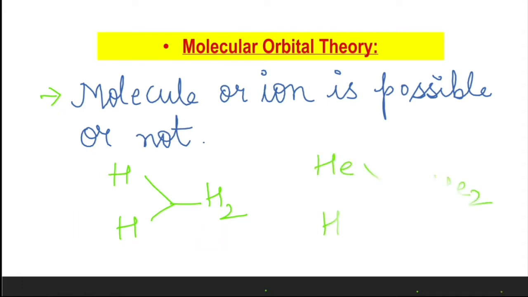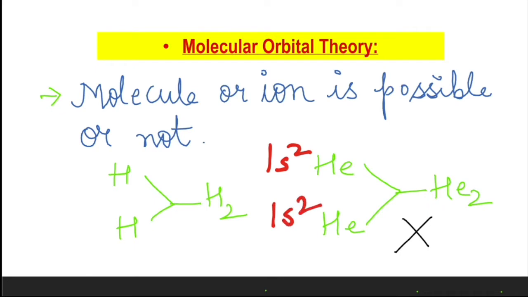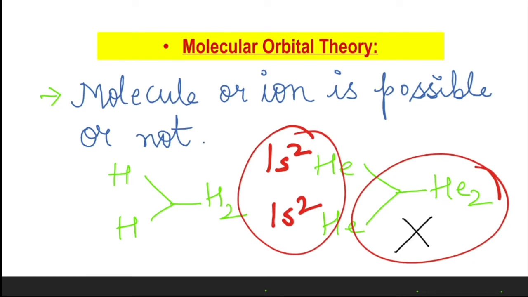But if we consider helium molecule, is He2 possible? We know that He2 is not possible because one helium has 2 electrons in its s orbital. Another one is also having 2. It's completely filled. So therefore He2 is not possible.